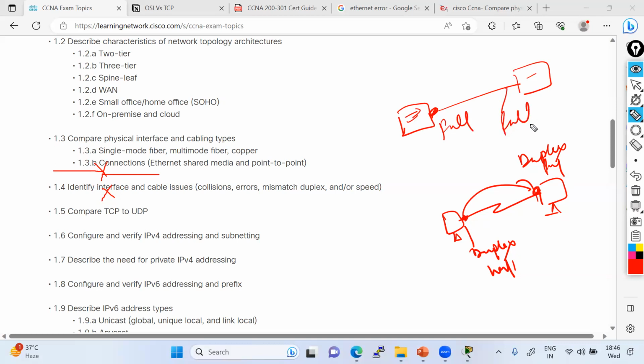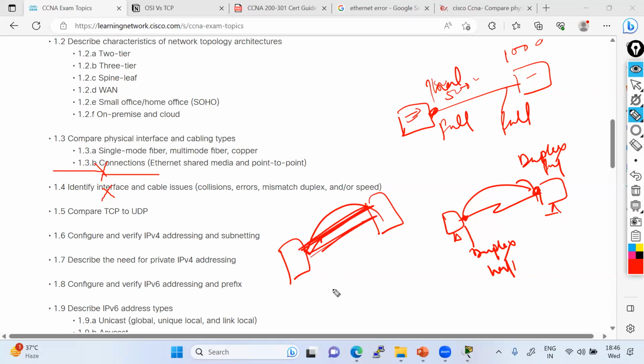So here also will be the full, not like half. If I make half here and full here, it is going to send 1000 Mbps traffic, but it is going to receive only 500, half. So this is the problem. In half duplex, only one person speaks and the other listens. Once they finish, the other will speak. But in full duplex, both can speak at the same time.